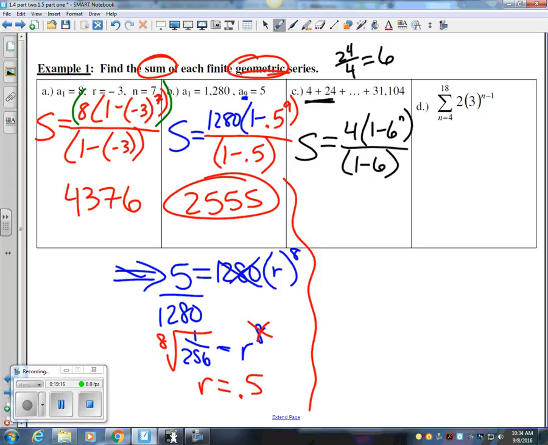Let's see. Austin, what goes in for AN? And we know A1 is 4. We know R is 6. And we don't know N. Okay. All right, Keelan, what do you do next? Very good. Divide by 4. Somebody help me with that. Like that?